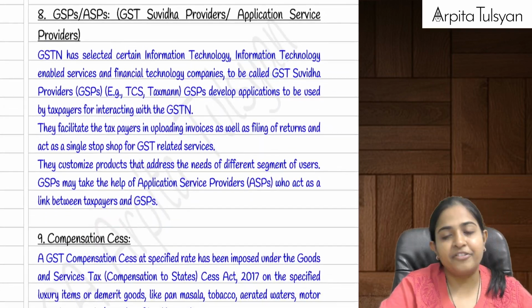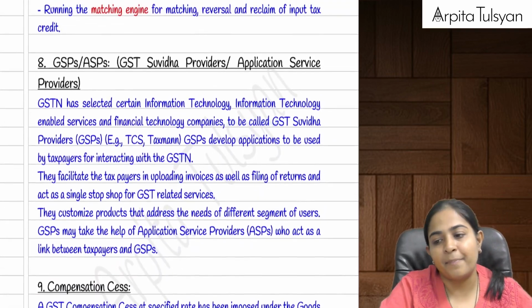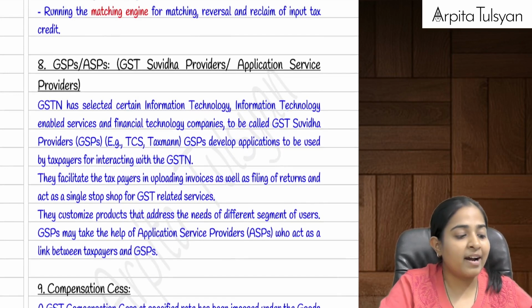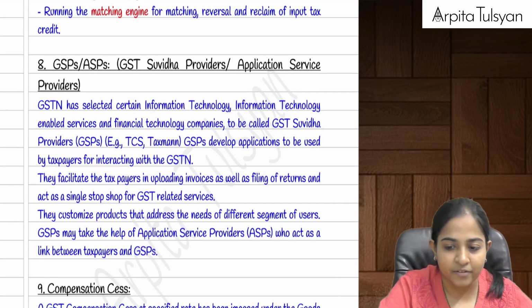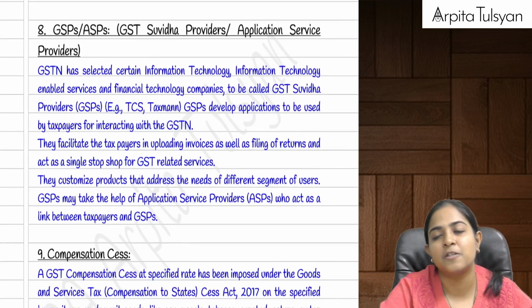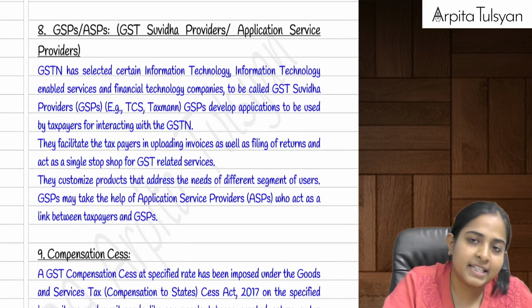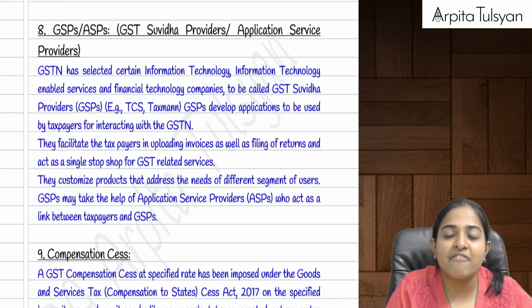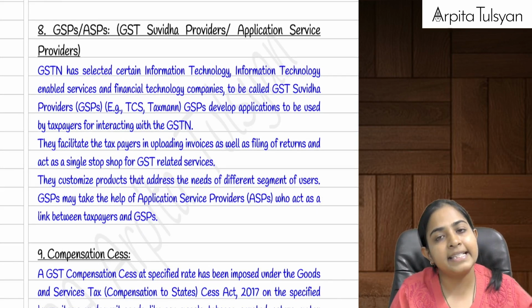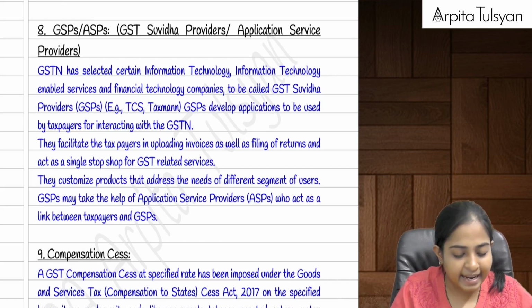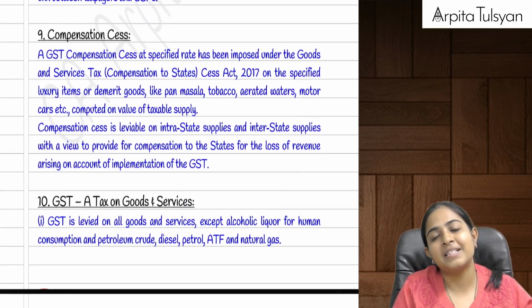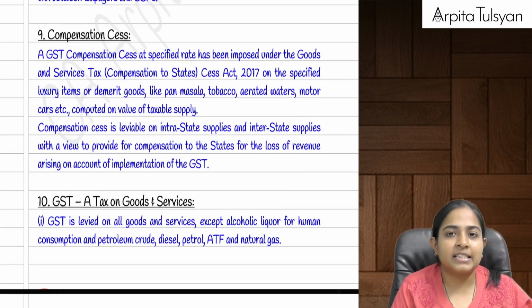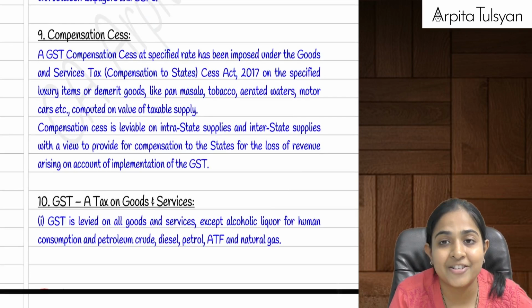Right, then after that, to maintain this particular website, can we say we will require some service providers? We will require some suvidha providers or service providers. That is nothing but your GSP. GSP stands for GST Suvidha Providers and ASP stands for Application Service Provider. We have been getting this help from TCS, Infosys, Taxman, etc., who are going to help us in maintaining this particular website.